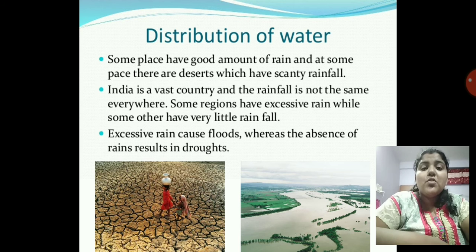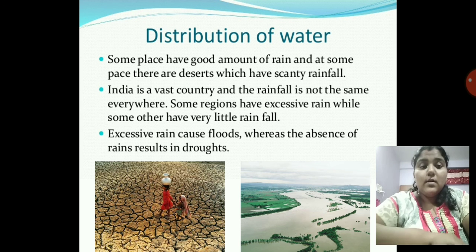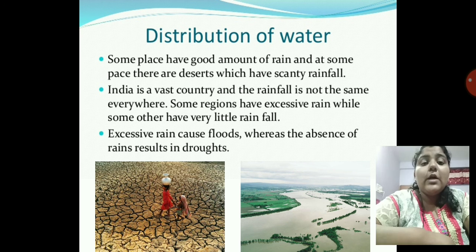You can see the picture over there. The first picture is of drought, where there is very little rainfall, and so a very small amount of groundwater. The second one is of floods, where the groundwater is very high, and the use of that groundwater is also at a high level.